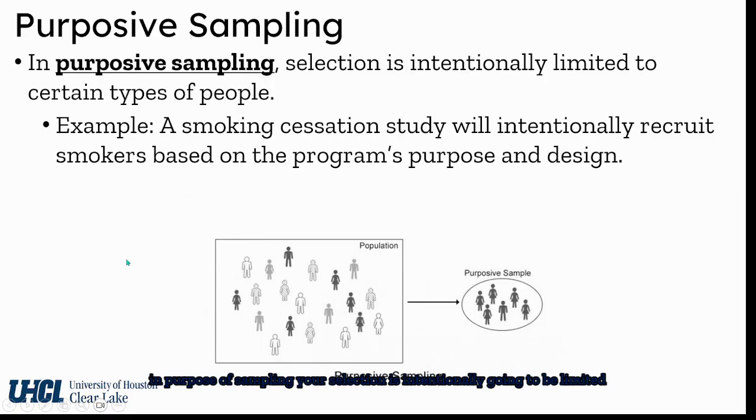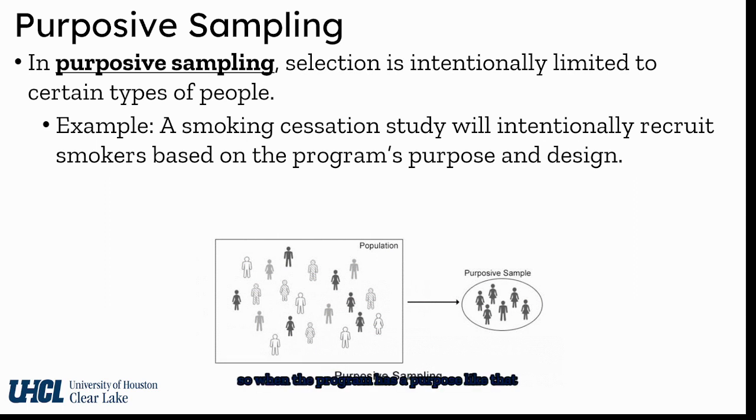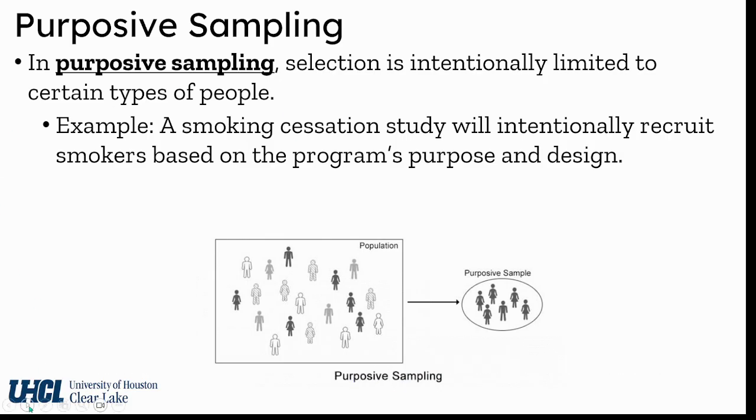In purposive sampling, your selection is intentionally going to be limited to certain types of people. Here's an example. Say I want to study a new smoking cessation program. Obviously, I'm only going to recruit from people who are smokers because that's the purpose of the program. So when the program has a purpose like that, we're going to use purposive sampling to get a representative sample of that population of interest.